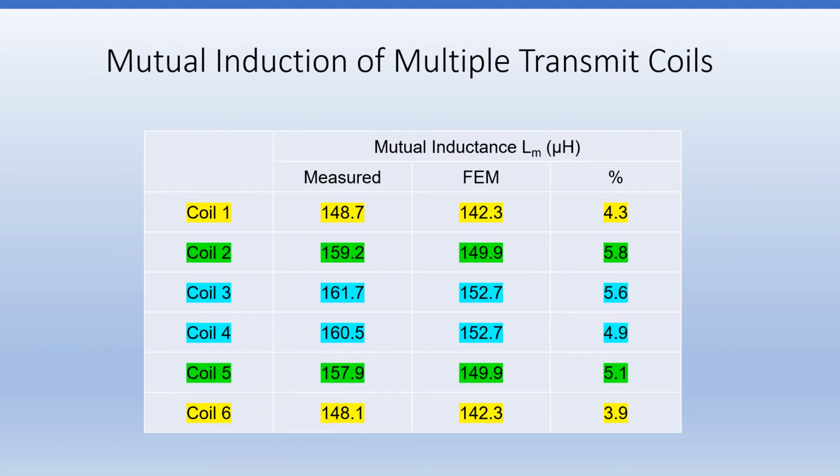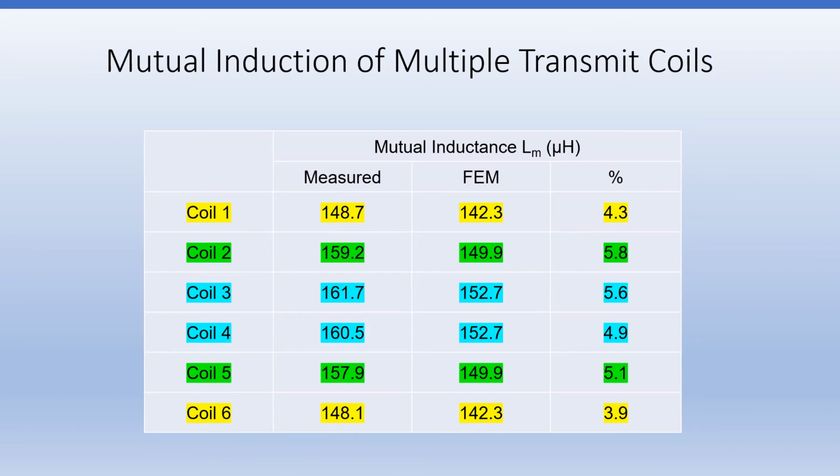For the mutual inductance of multiple transmit coils, a pairing effect for coil 1 and 6, coil 2 and 5, and coil 3 and 4 was observed and expected, since the innermost coils were nearer to the neighboring coils above and below them, compared to the outermost coils, hence would experience more coupling.